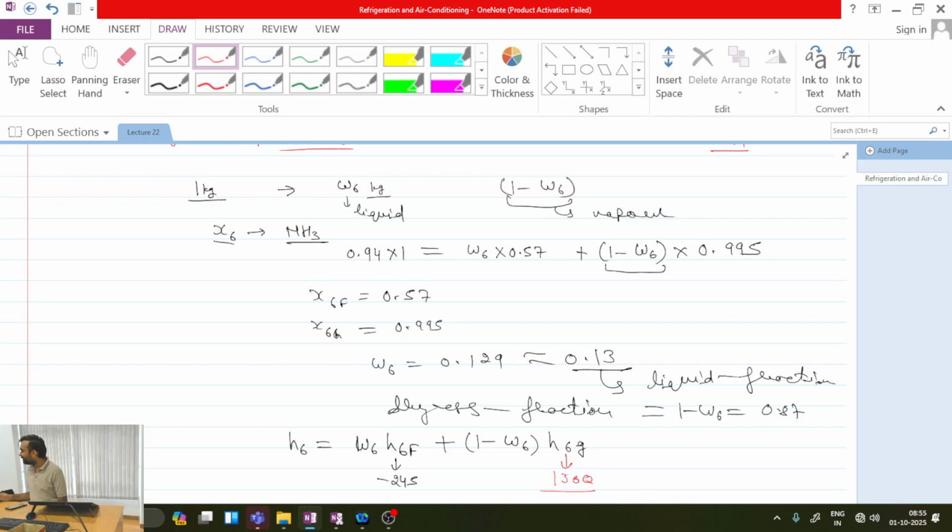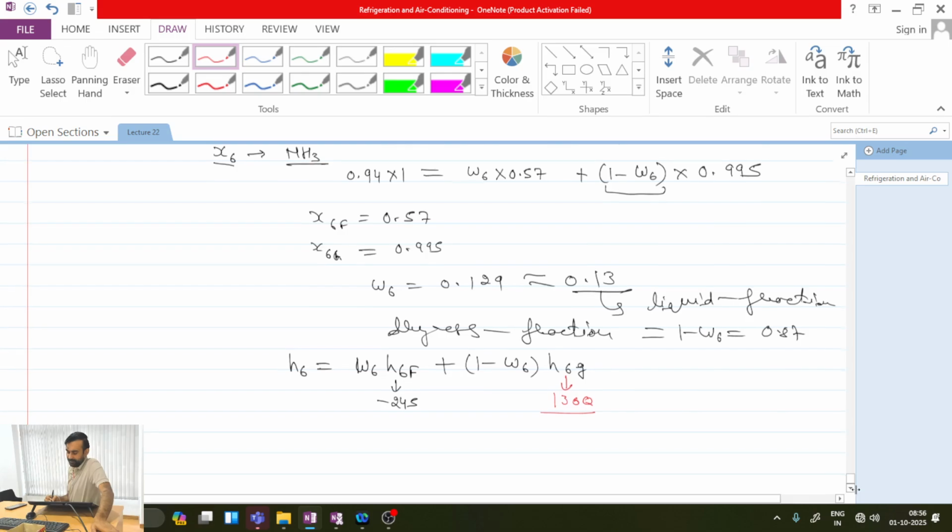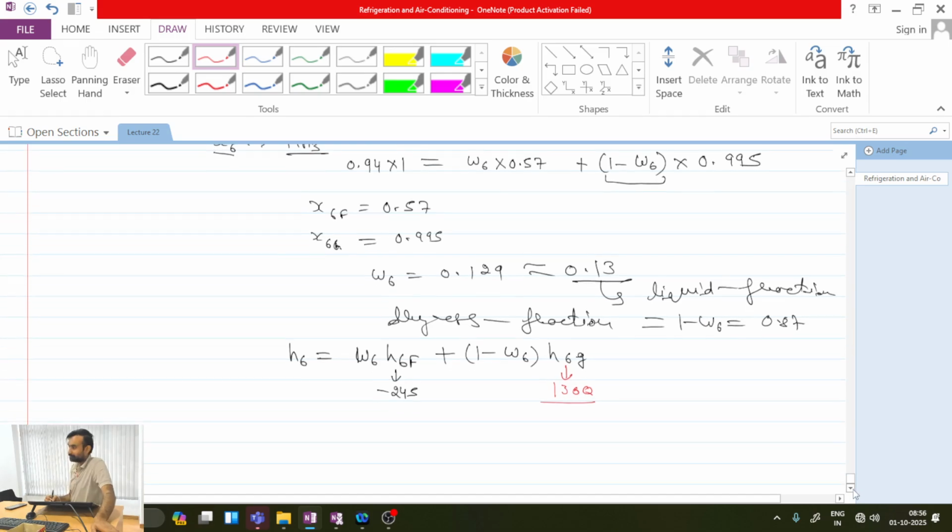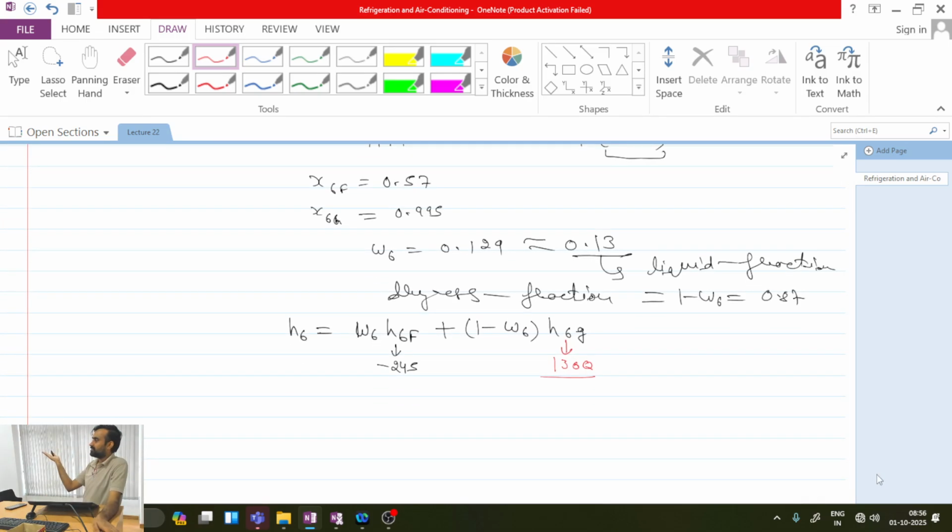I think we have done all the enthalpies. Now let's refer to the questions. What is the first part? Mass flow rate. What will be the mass flow rate of refrigerant? In the evaporator, the change in enthalpy is from state 5 to 6. So mass flow rate through the evaporator will be how much? Refrigeration effect divided by H6 minus H5. Refrigeration effect is 1 ton of refrigeration. Calculate it. How much is it?